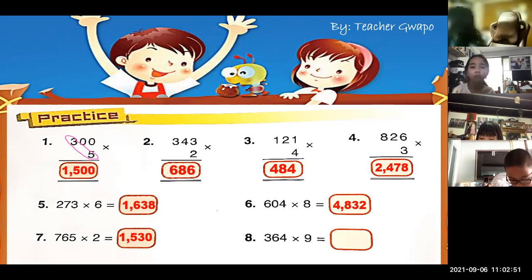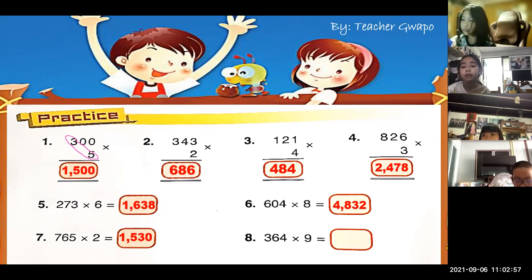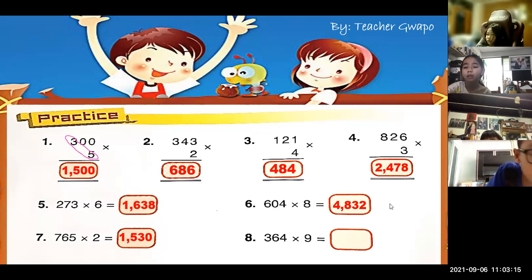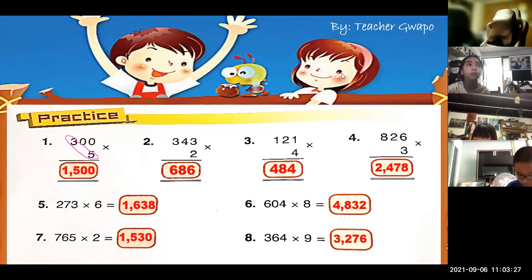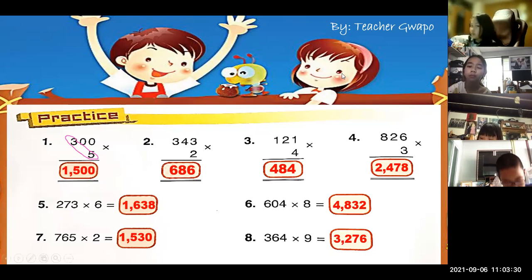Tanacha, what is your answer in number 8? Do you have an answer? Can you tell us? 364 times 9. Unmute your microphone and tell us your answer if you have it. Number 8, 364 times 9 is 3,276. Okay, everybody, pencils up. Finish already. Okay, thank you.